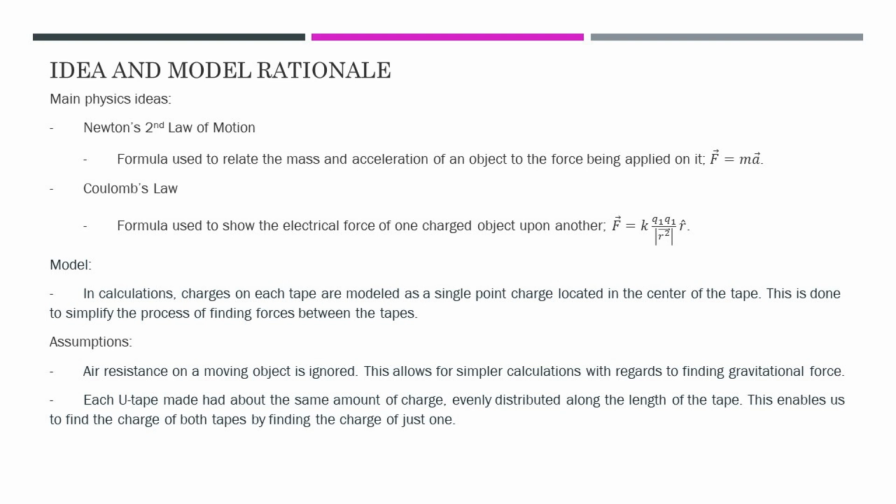In our calculations, charges on each tape are modeled as a single point charge located in the center of the tape. This is done to simplify the process of finding forces between the tapes. We also make the assumption that air resistance on a moving object is ignored. This allows for simpler calculations with regards to finding gravitational force. Also, we assume that each U-tape made had about the same amount of charge evenly distributed among the length of the tape. This enables us to find the charge of both tapes by finding the charge of just one.